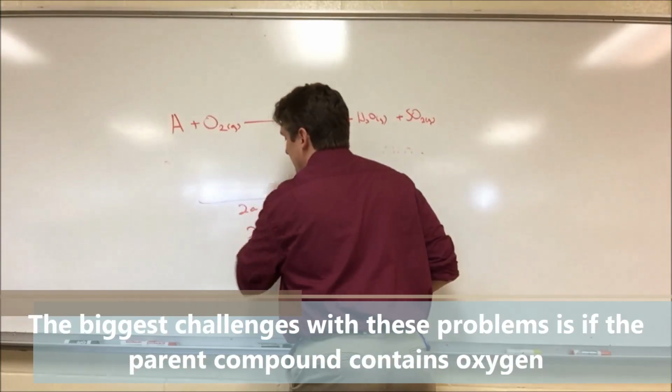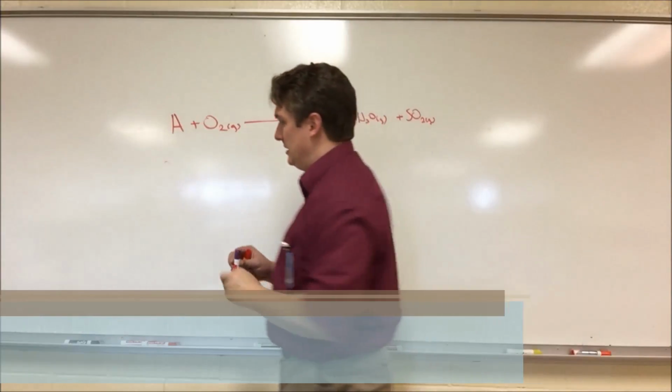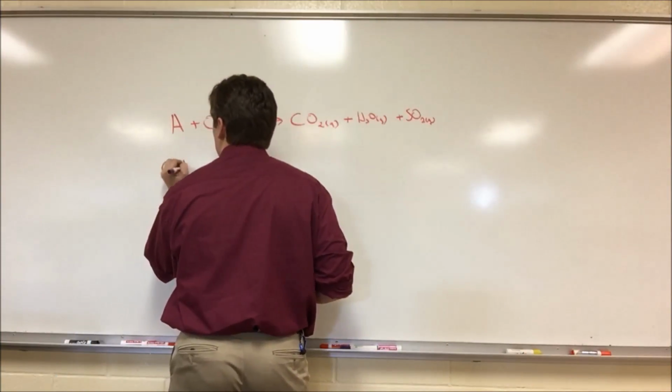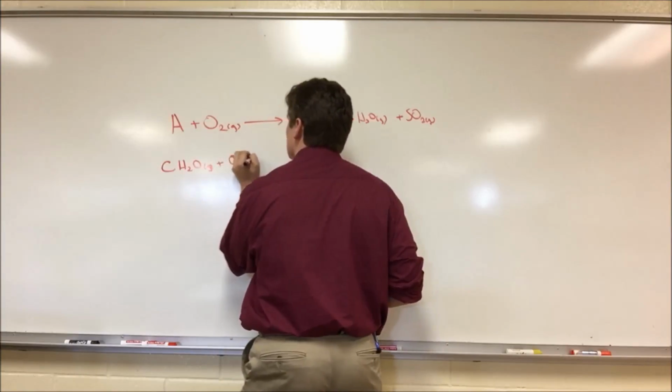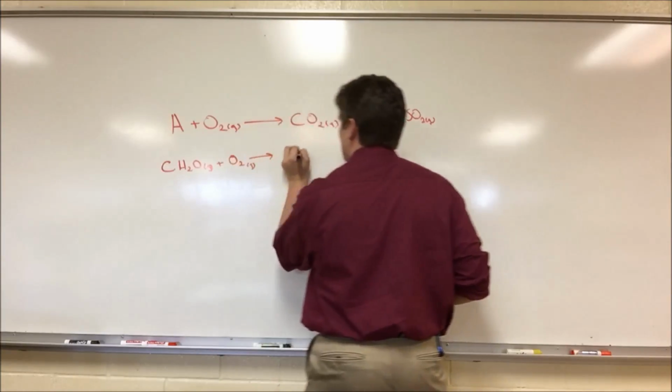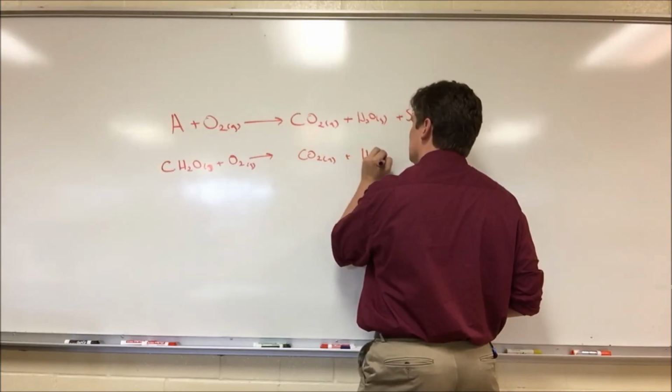The only way to make these problems more complicated is to give you oxygen in the starting compound. So let's say you decided to combust formaldehyde. So CH2O gas plus O2 gas goes to CO2 gas plus water gas.